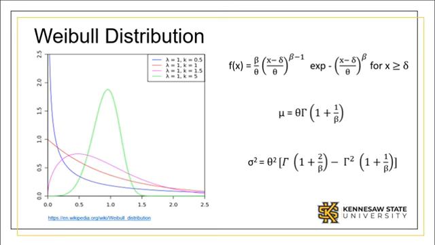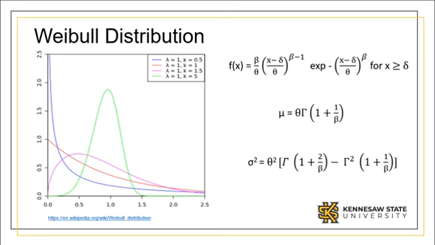The shape parameter is what gives the Weibull distribution its flexibility. If beta equals 1, the Weibull distribution is identical to the exponential distribution. If beta is between 3 and 4, the Weibull distribution approximates the normal distribution.